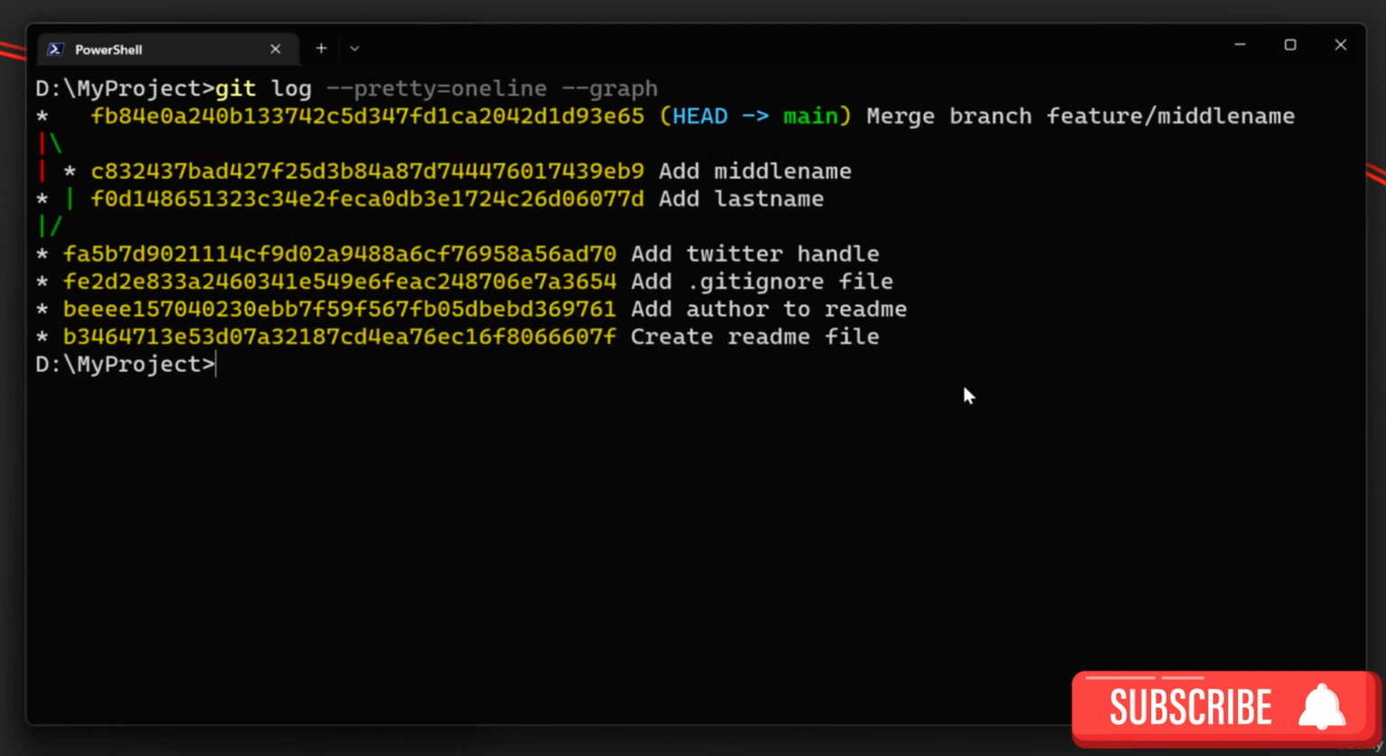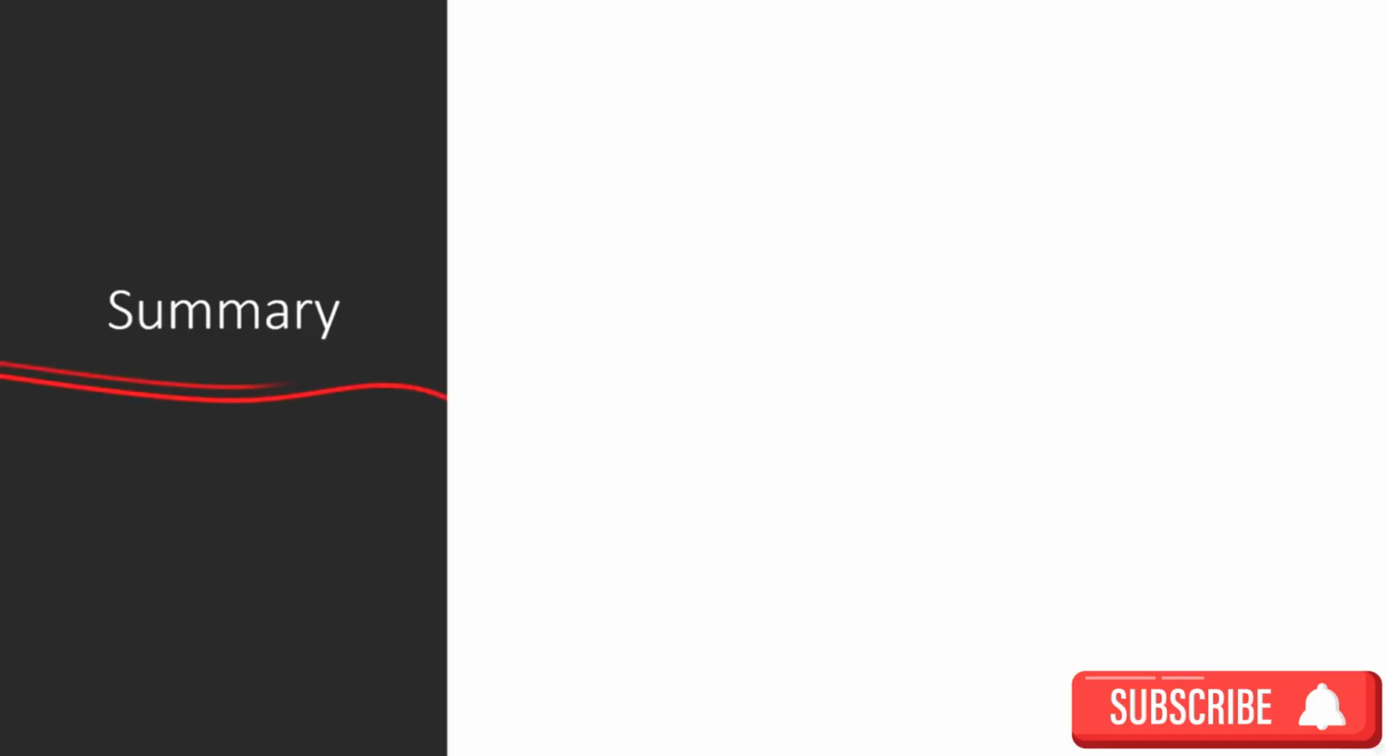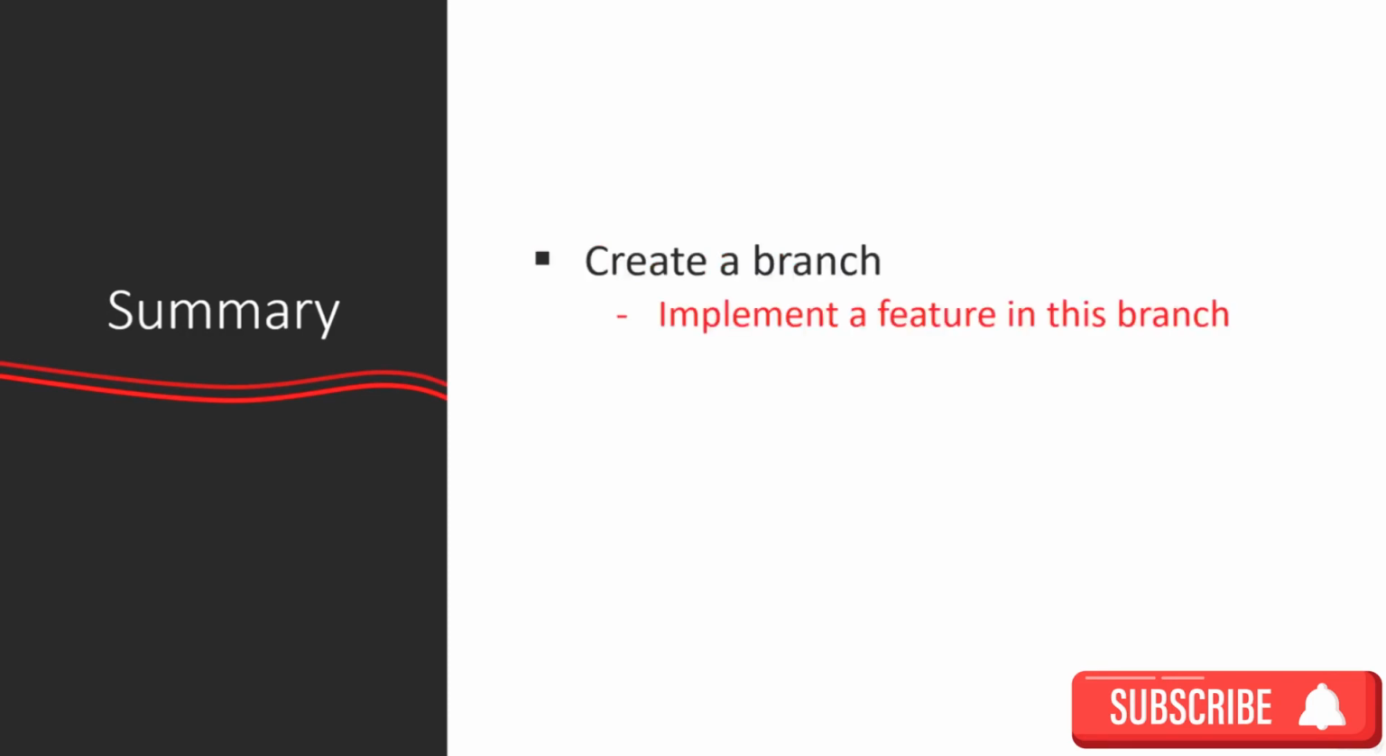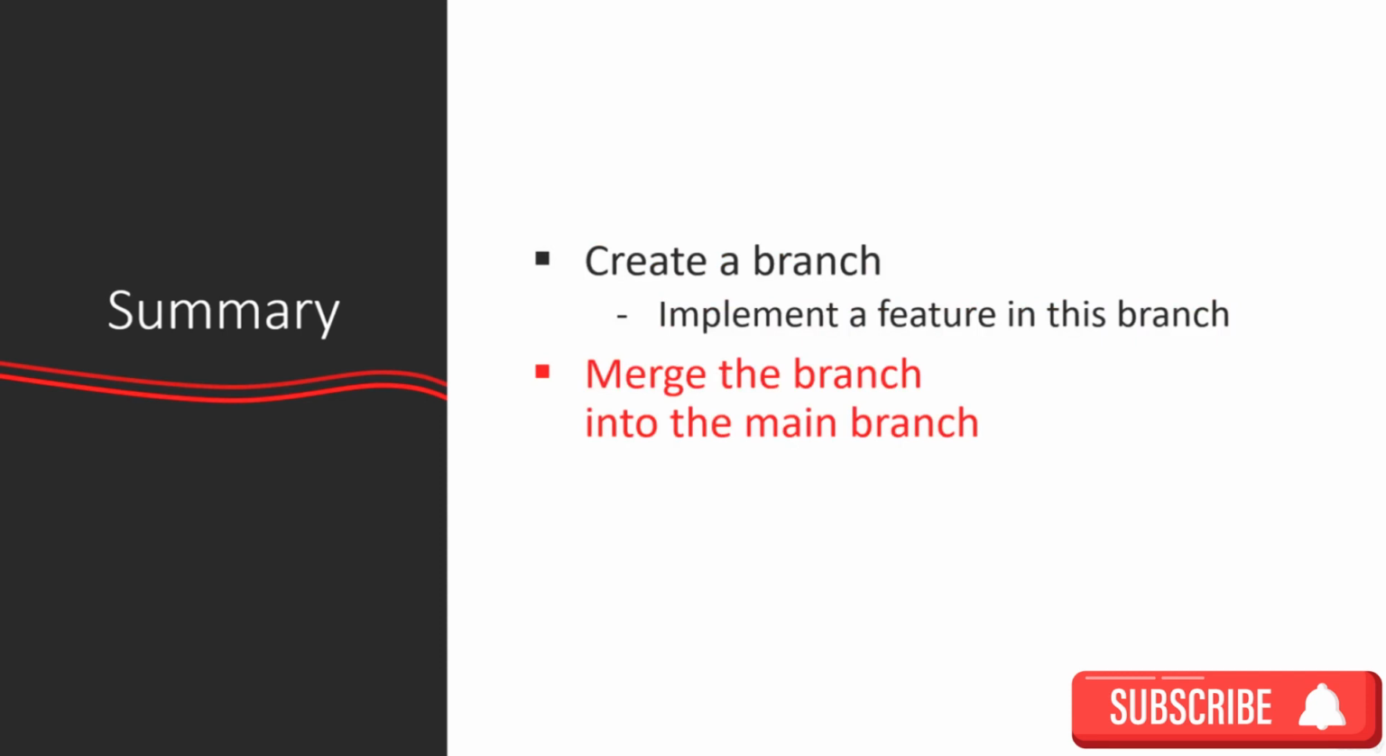Now let's wrap up what you have learned in this lesson. You learned in this lesson how to create a branch, how to implement a feature in this branch, and how to merge the branch back into the main branch. In the last clip, I also showed you how to handle merge conflicts. Working with branches allows you to develop features in isolation. While you work on your feature branch, you are not affected by anything that is changed in other branches, like for example in the main branch.